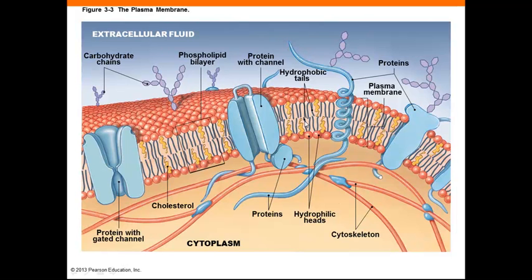And this is going to create a phospholipid bilayer. Here's a layer of phospholipids, here's a layer of phospholipids. So we call it a phospholipid bilayer, and it's labeled right here for you.